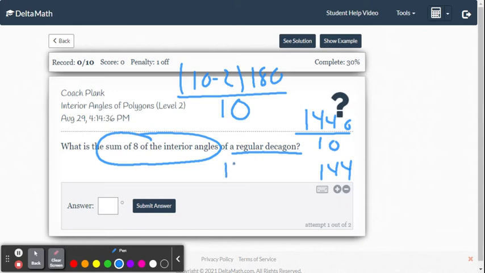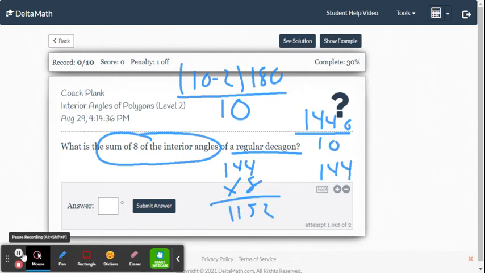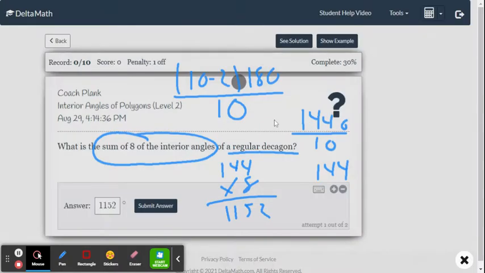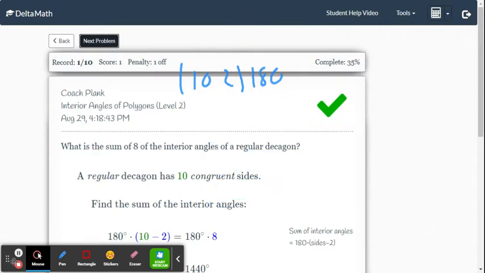So we take that 144 now, and we're going to multiply it by 8. Let's use our calculator for that. The calculator says we get 1152. So we're going to put in 1152 as our answer and submit. And we get the check mark.